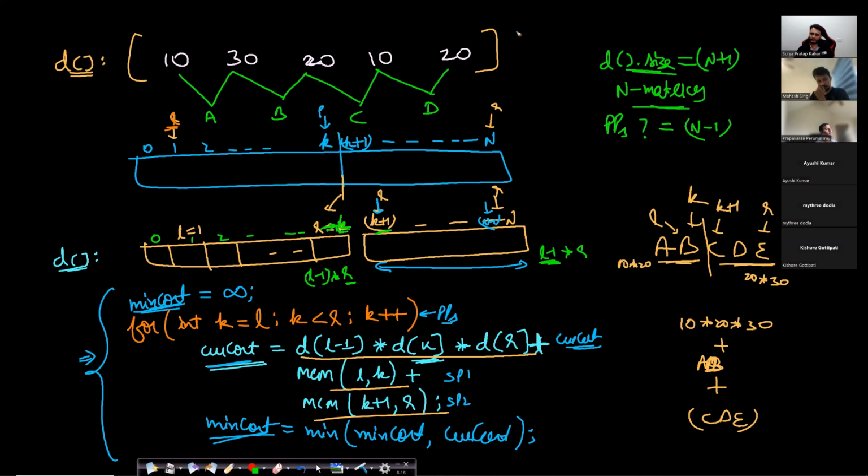So for minimum cost, do you want to declare it as 0 or infinity? Minimum cost is integer maximum, right? Because I want to minimize it, so I'll take the max value. So let's write the code.